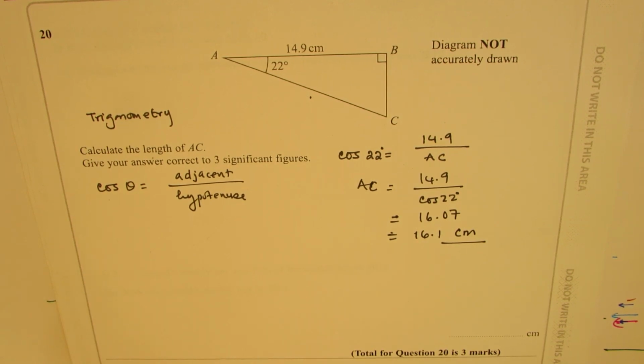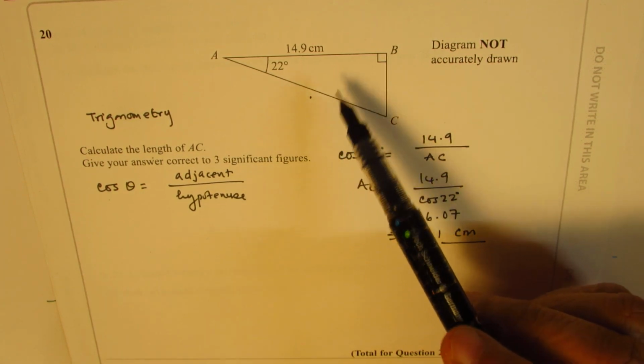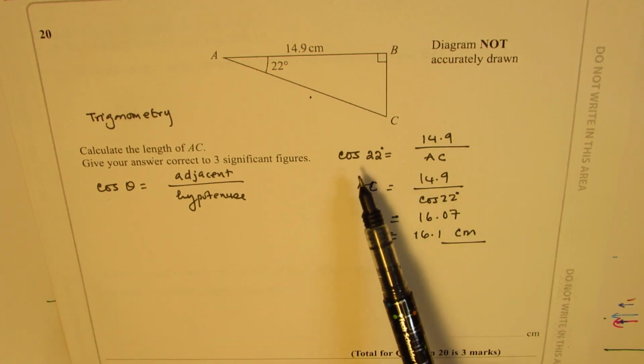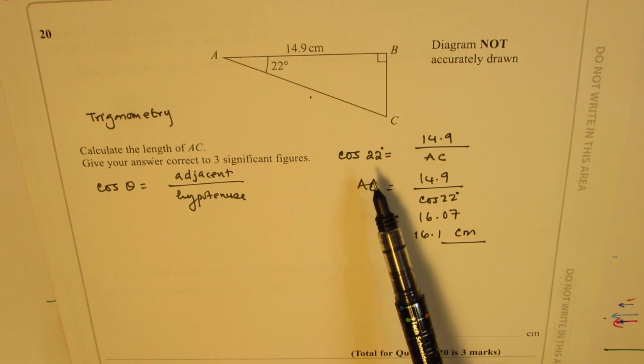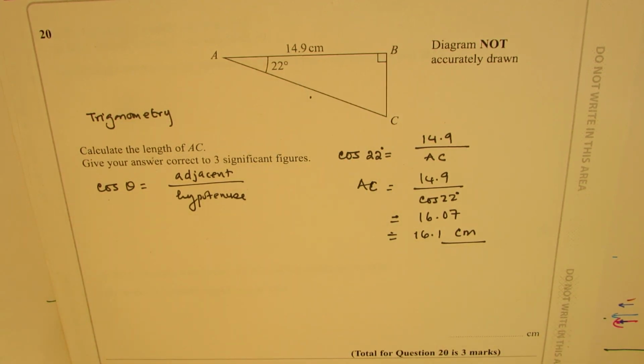So that is how we are going to answer this particular question. I'd like you to go through this once again. Remember, AC is the hypotenuse. We are expecting an answer which is more than 14.9, right? So cosine is the trigonometric ratio which is used here since adjacent and hypotenuse are involved. Perfect. Round your answer to 3 significant places.